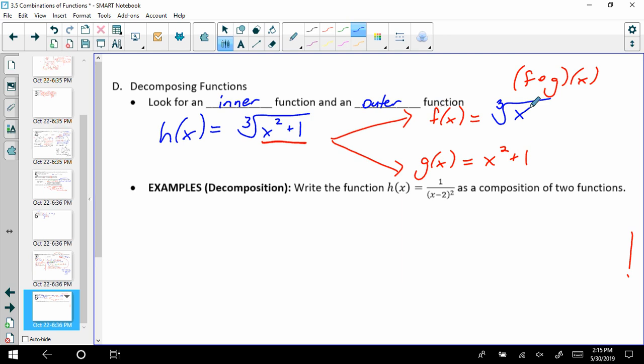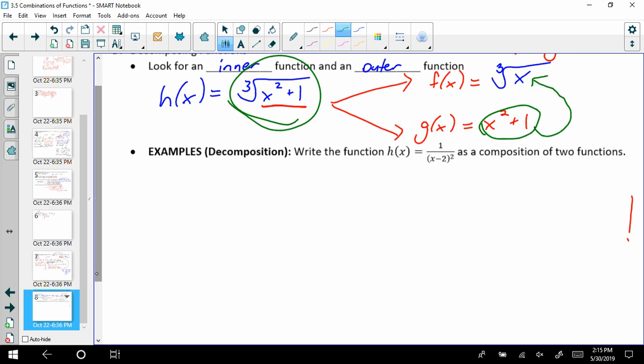Now, if I wanted to check, did I break it up right? If I asked you to take g and substitute it into f, would you get this? And the answer is yes, you would. So we're just breaking it back apart. We're doing the exact opposite of what we just did. So let's end with this example.